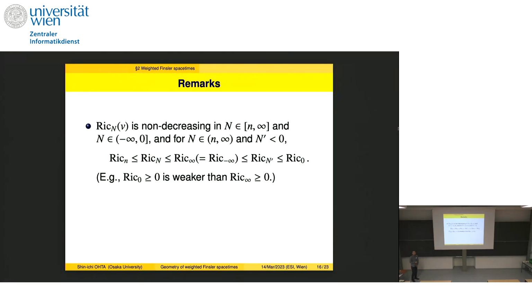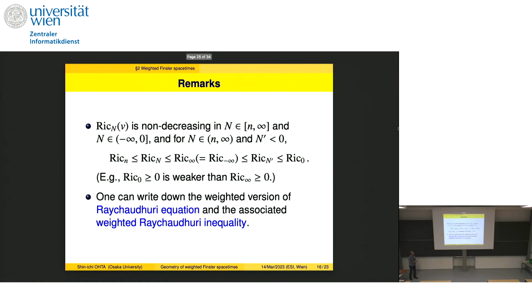And as I said, we are interested in the situation that this curvature is bounded from below by some constant. And then by this monotonicity, we find that, for example, the lower bound of Ric_0 is actually much weaker than the lower bound of Ric_infinity. Okay. So this is an immediate consequence of this definition.